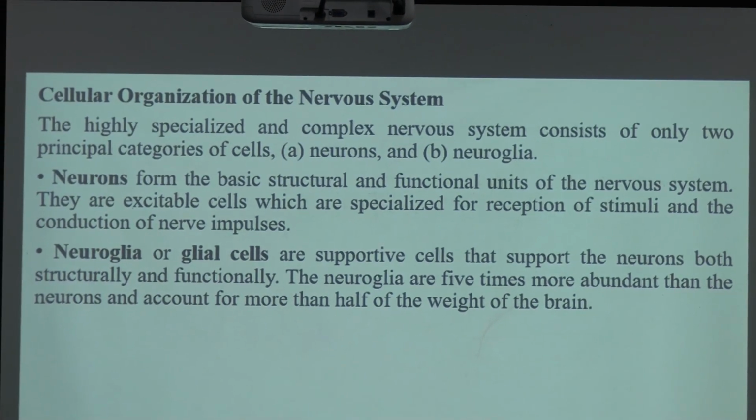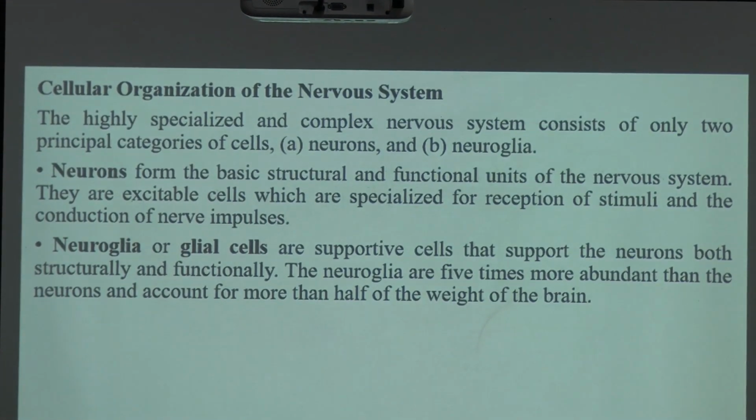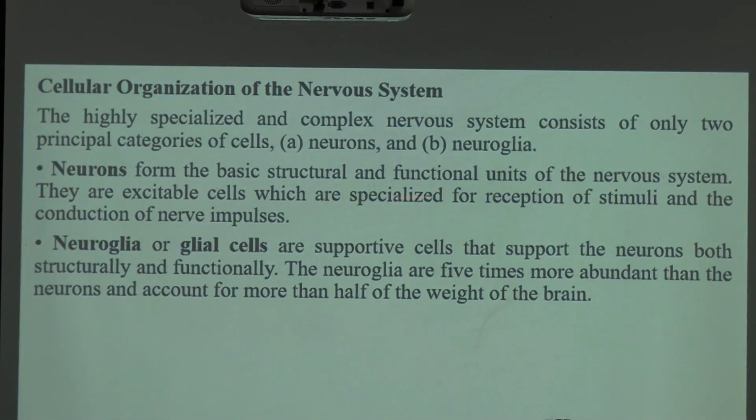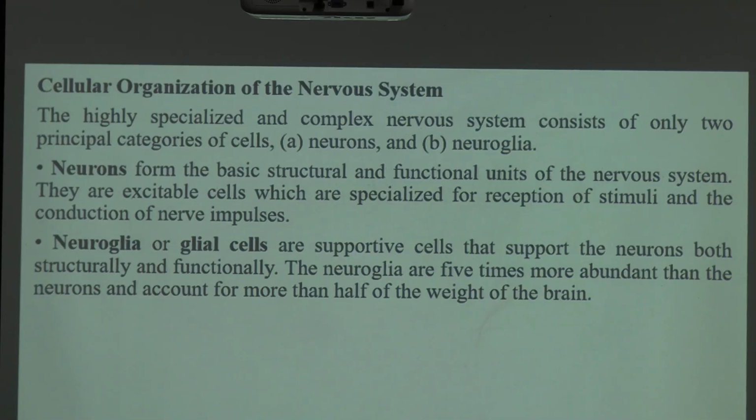Okay, so you know that the nervous system is a highly complex system. Only two types of cells are there. So neurons are the structural and functional unit. And if you see the function, they are excitable cells which are specialized for reception of stimuli and conduction of the nerve impulse. This is the main function of the neurons which are present in your body. Different types of neurons are there. But ultimately, what is the goal? Reception of the stimuli and conduction of the nerve impulses.